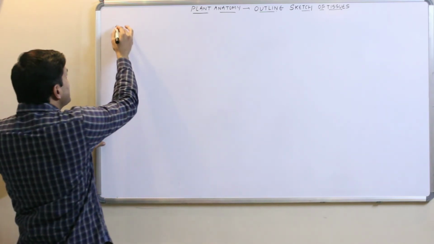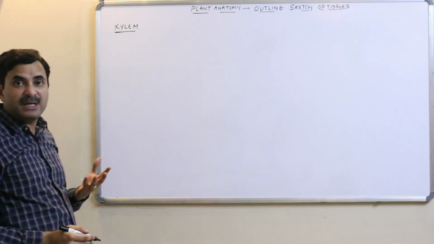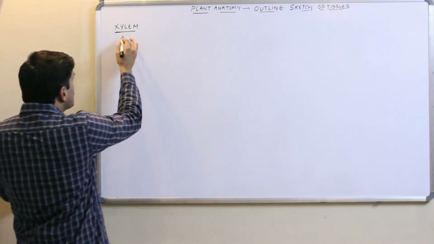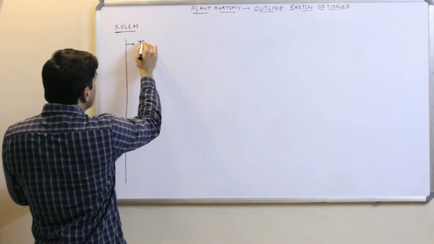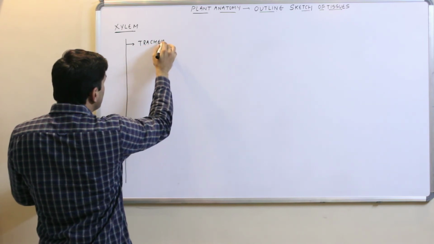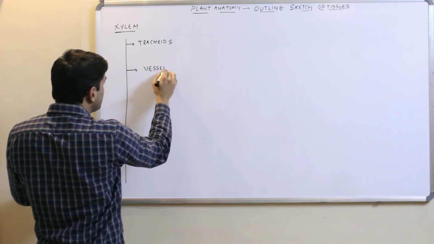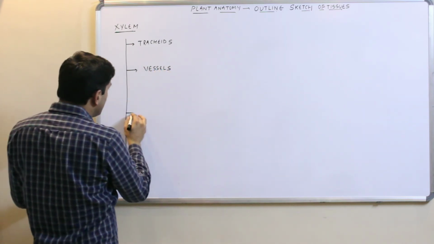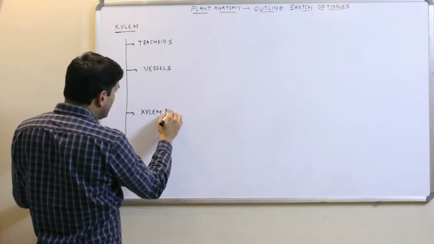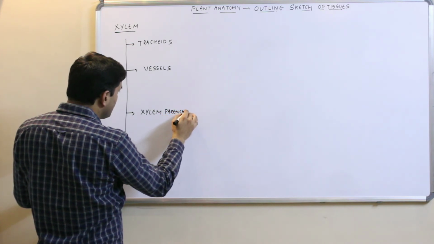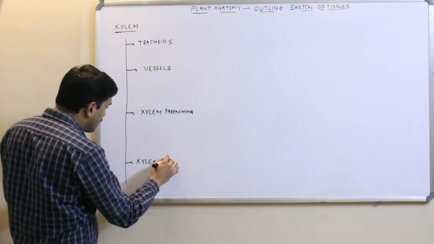Now the cells found in the xylem tissue. Xylem is a complex tissue, so how many cells will it have? Four types of cells. So xylem itself has how many components? Four components. The first one is known as the tracheids. The second one is known as the vessels, right? The third one is known as the xylem parenchyma, and the fourth one is the xylem fiber.